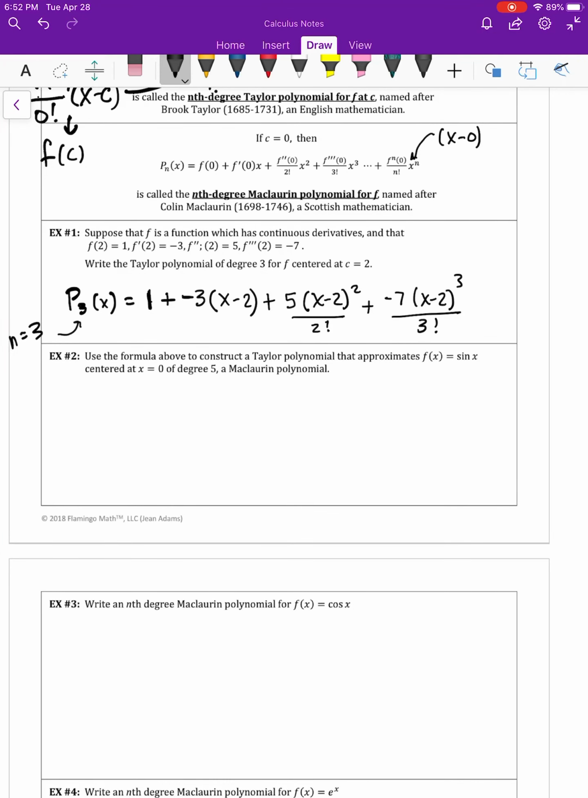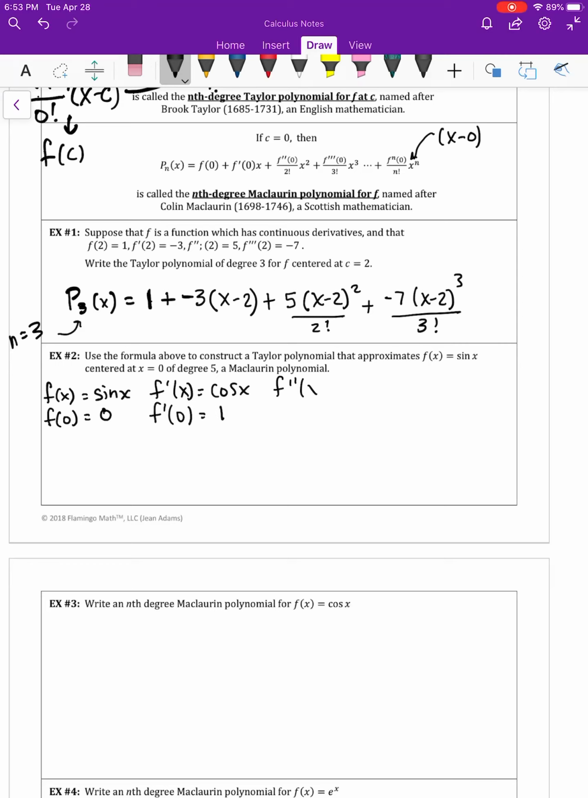Example number 2, use the formula above to construct a Taylor polynomial that approximates f of x equals sine x, centered at x equals 0, of degree 5, a Maclaurin polynomial, because it is centered at x equals 0. So what we're going to do is look at our function and our function at 0. Then we look at the first derivative of our function and the first derivative at 0. Then the second derivative of our function and the second derivative at 0.